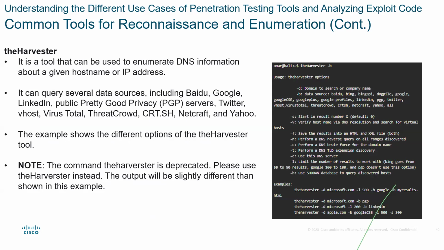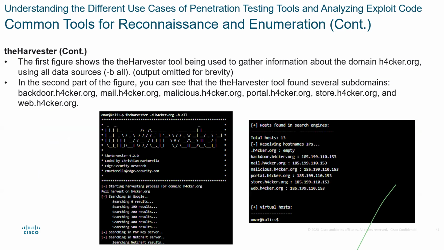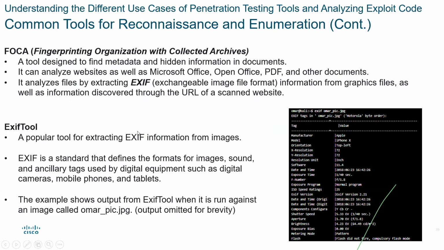Here's Harvester. It's another tool used to enumerate DNS information about a given hostname or IP addresses. So it's able to go ahead and query data sources, right? All data sources, all of them. That's what Harvester does. This is what it looks like. This is actually on Kali.